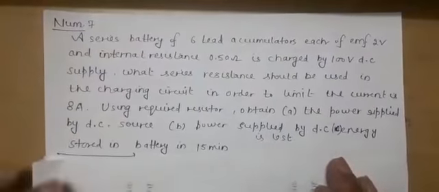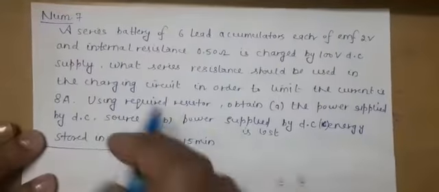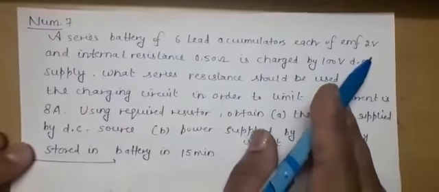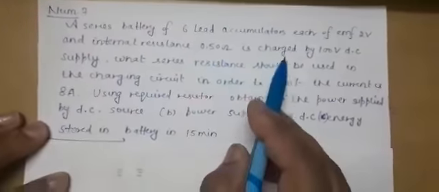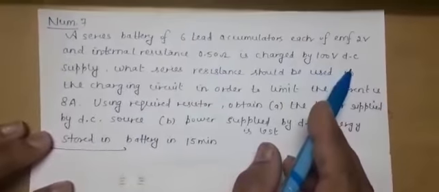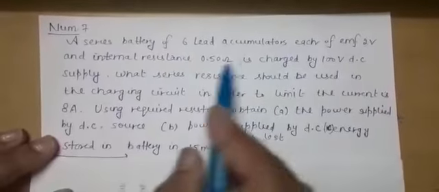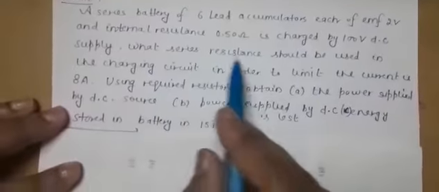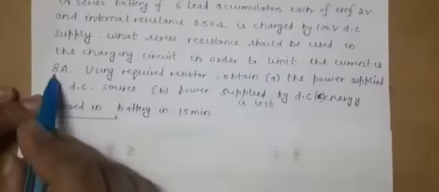Now the last numerical I am taking is quite simple and it is from the NCERT exercise. A series battery of 6 lead accumulators, each of EMF 2 volt and internal resistance of 0.50 ohm, is charged by a 100 volt DC supply. 6 cells each having EMF and internal resistance given are charged by an external battery. What series resistance should be used in the charging circuit in order to limit the current to only 8 ampere?